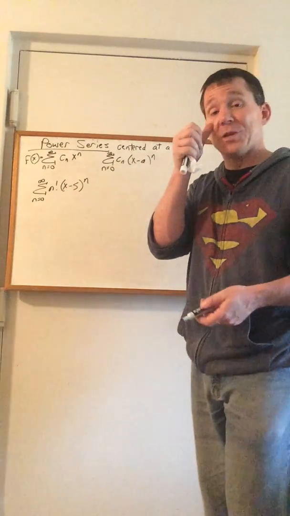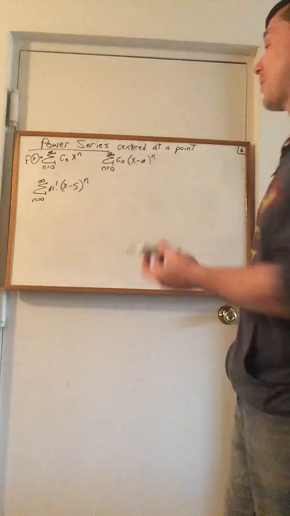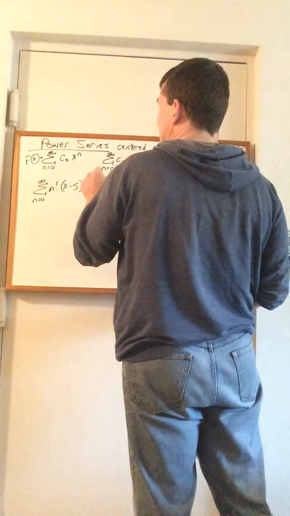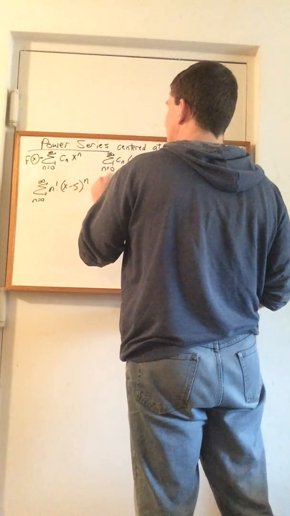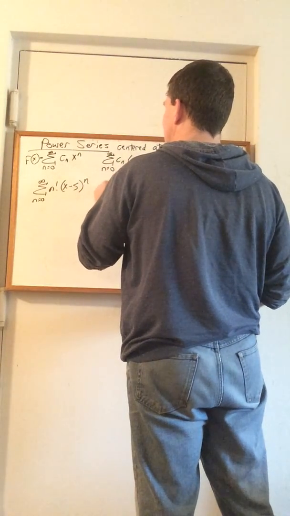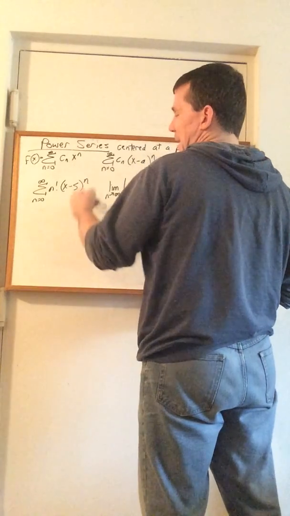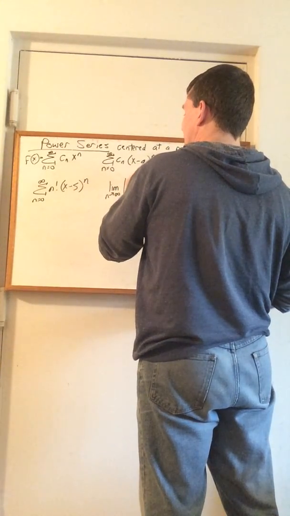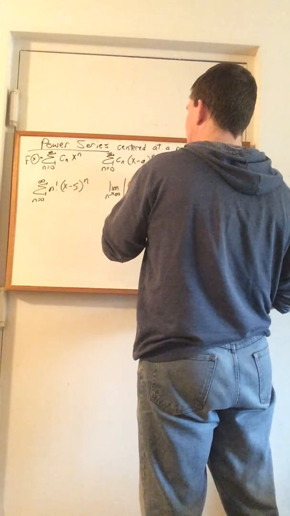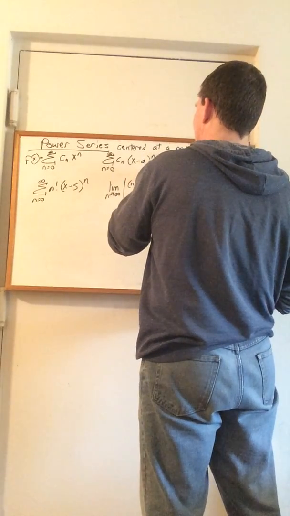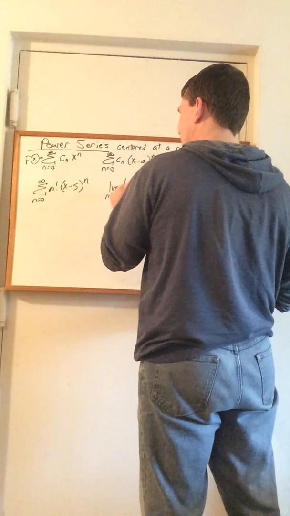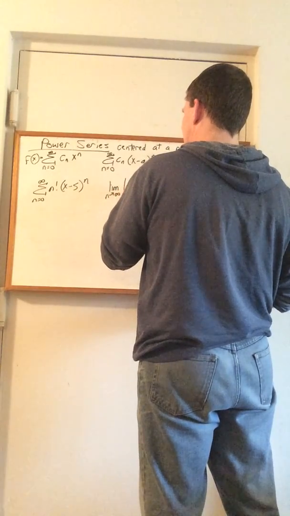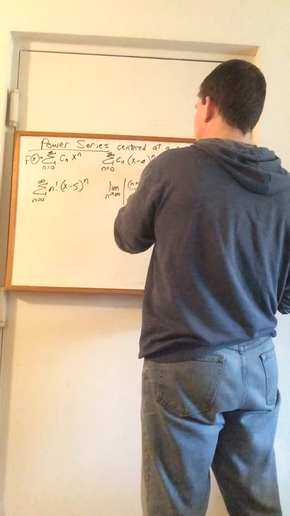So those are little tricks you could do to make sure you're doing all your algebra correctly. But we're going to do the exact same thing, the ratio test. The limit as n approaches infinity of the absolute value of the n plus first term, which is n plus 1 factorial times x minus 5 to the n plus 1 all over n factorial times x minus 5 to the n.